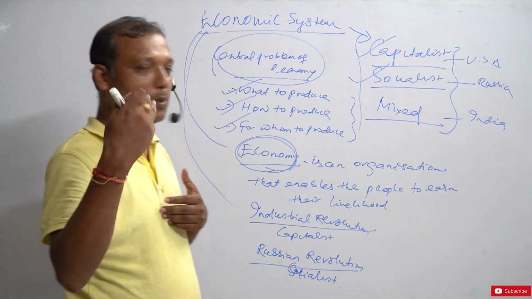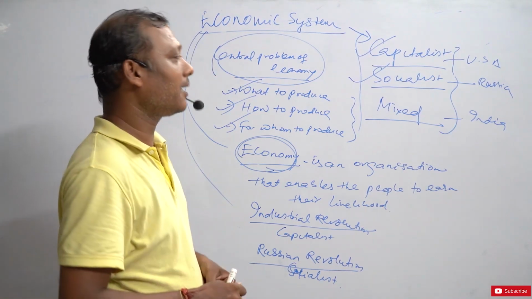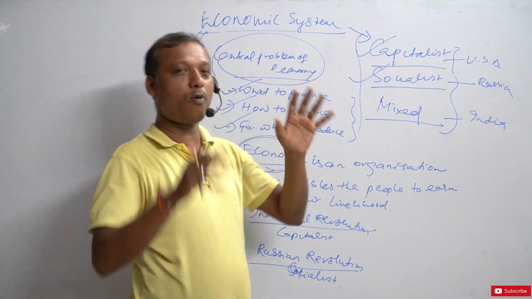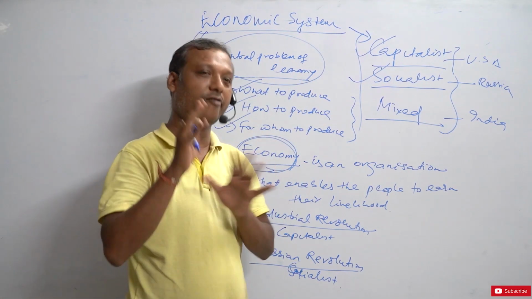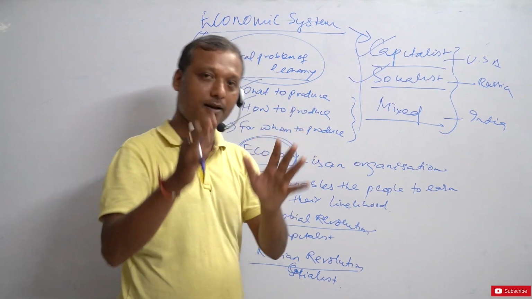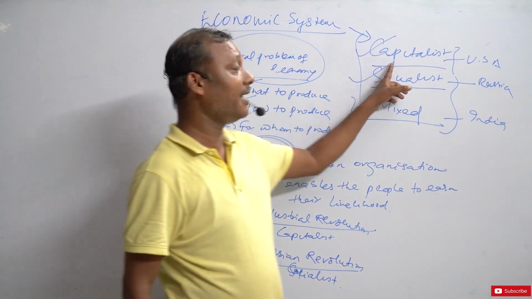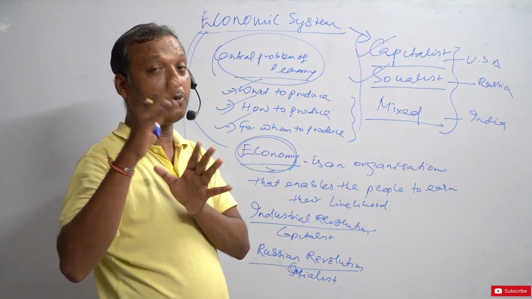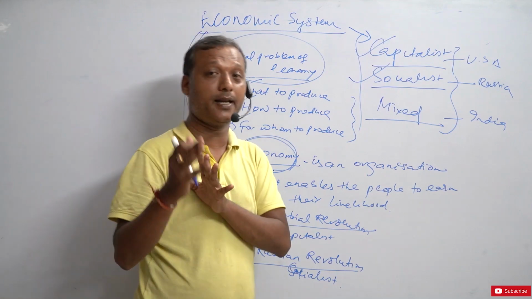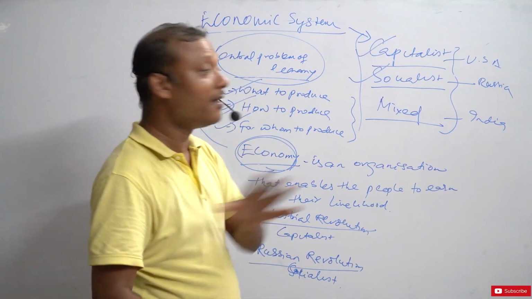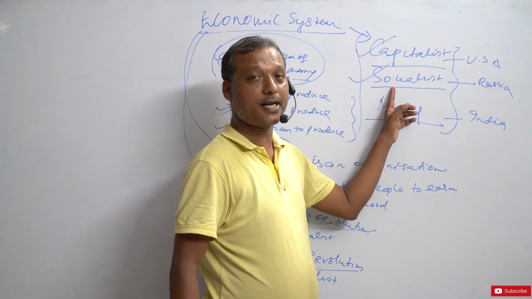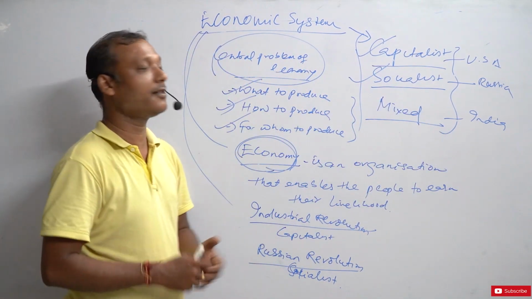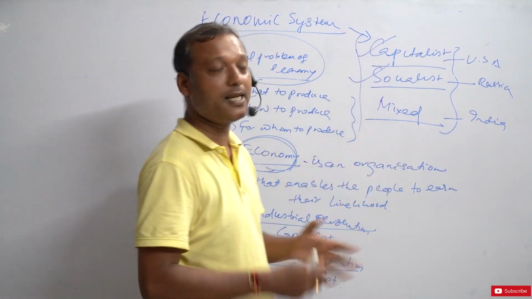And not only America, if you just use your common sense, the West European countries, America, France, Germany, England, all the countries of West Europe are basically capitalist economies. And if you talk about East Europe, remember one thing, countries like Russia, Bulgaria, Czechoslovakia, Romania, Poland belong to the socialist economy. And India is one of the leading examples of a mixed economy. So these are the three types of economy that we see nowadays.